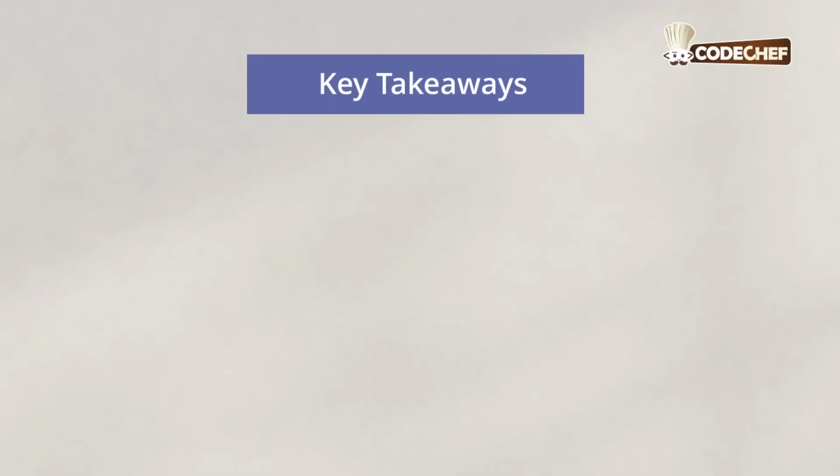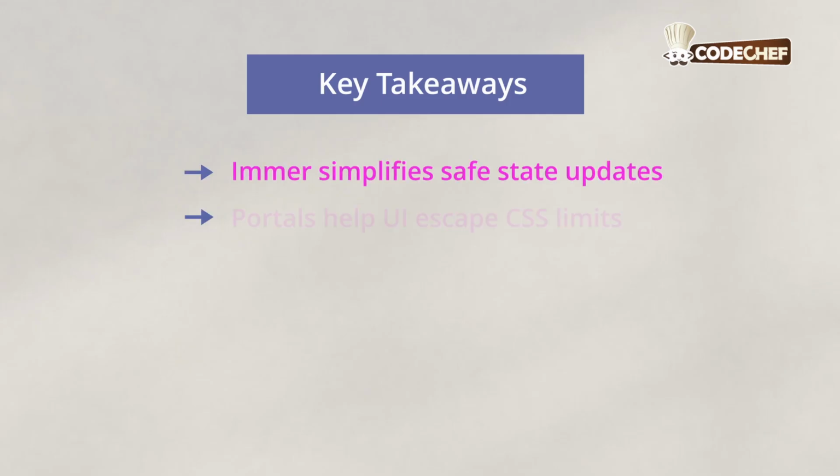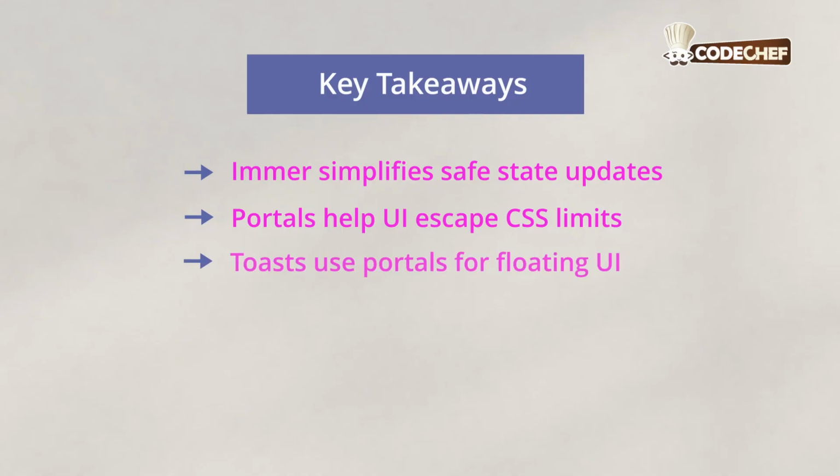To summarize, Immer makes state updates easier, portals help UI escape layout problems, toasts use portals for floating feedback, and error boundaries keep your app stable even when something fails. These patterns help you build stronger and more maintainable React applications.